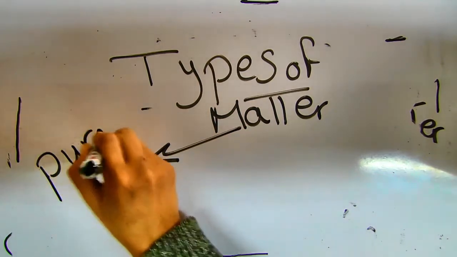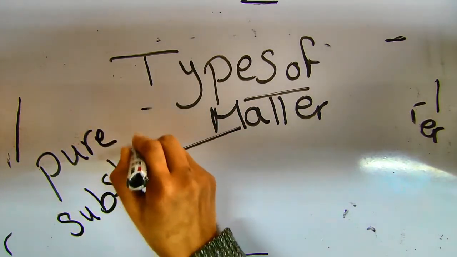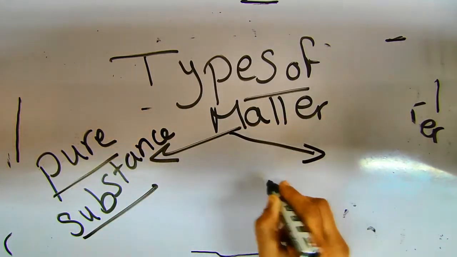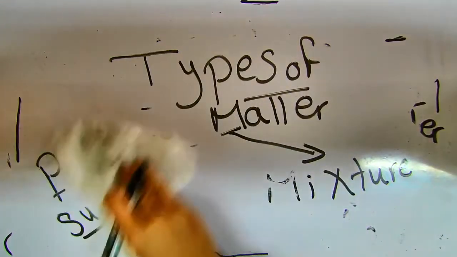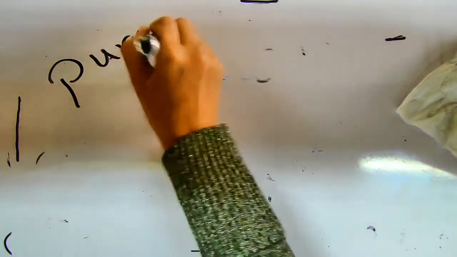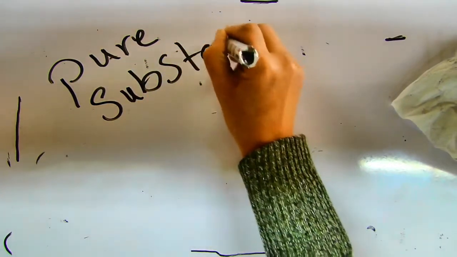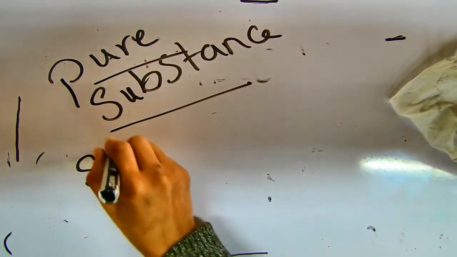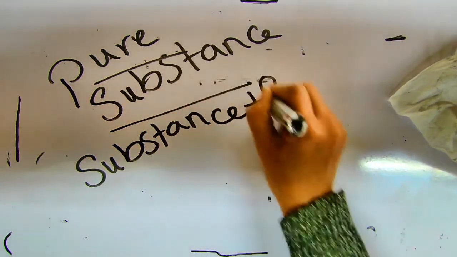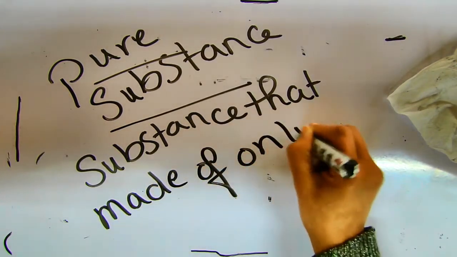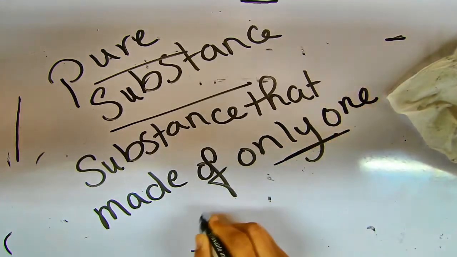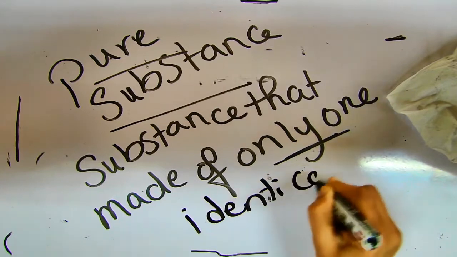Pure substance and mixture. What is the difference between pure substance and the mixture? Pure substance is substance that is made of only one identical particle.